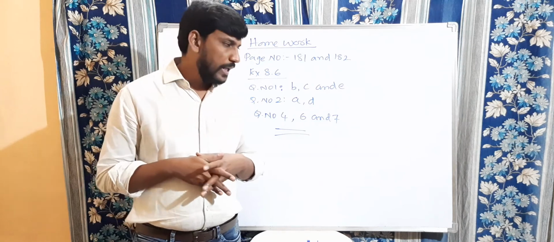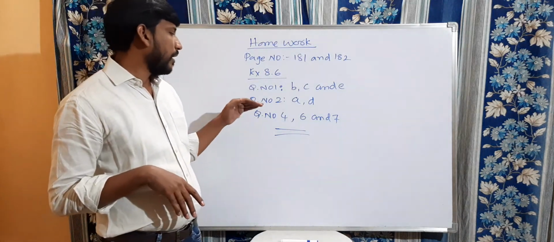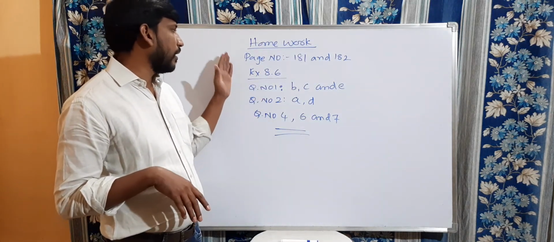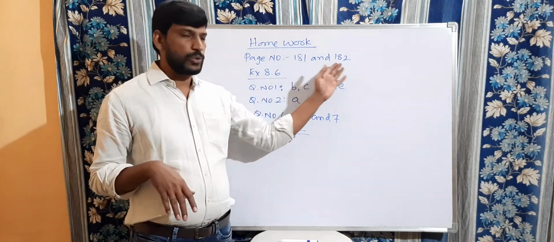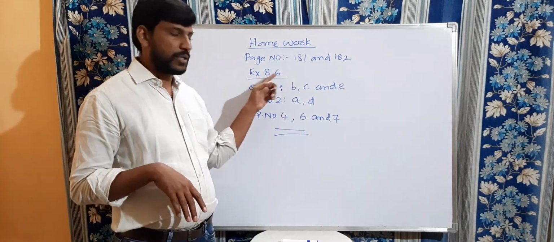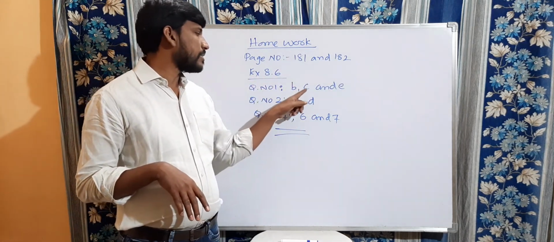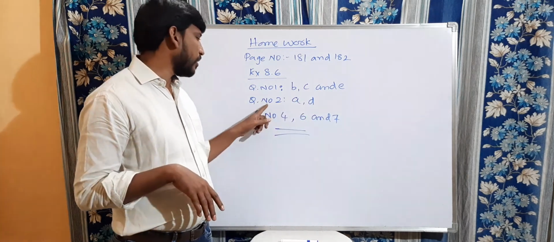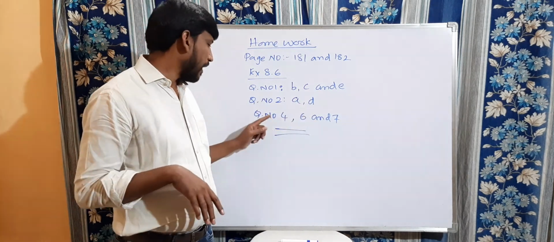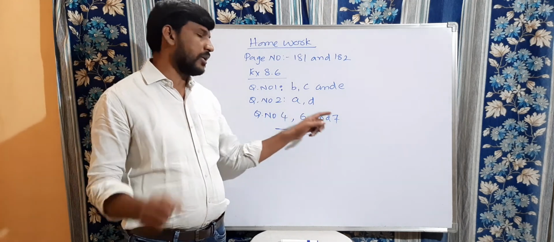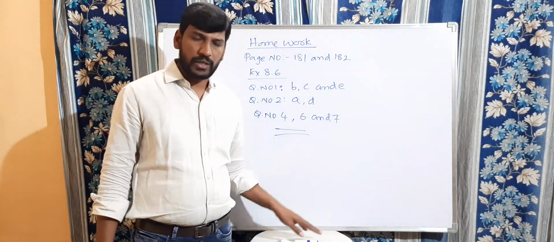Clear, children? I hope you understood that, and please complete this homework, page number 181 and 182, exercise 8.6, question number 1, B, C and E. In question number 2, A and D, and question number 4, question number 6, and question number 7. Clear, children? Right?